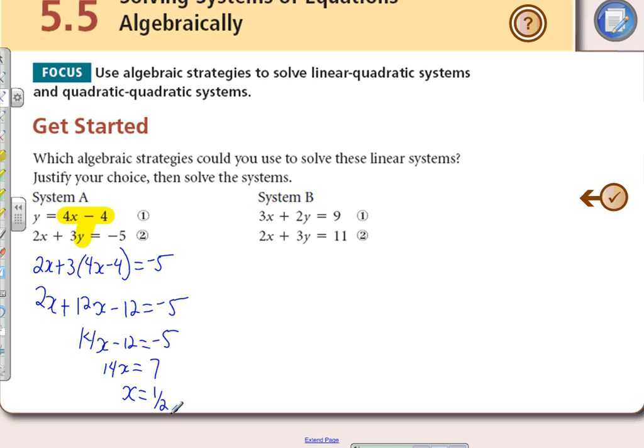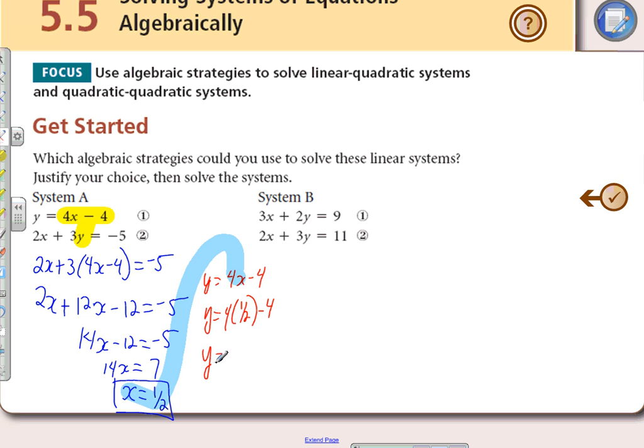Now that we have what the x is equal to, we're going to plug it back into either one of the first two equations. Equation number 1 looks like it's going to be easier because we already have y isolated. So y is equal to 4x minus 4. Substitute that in for the x. So y equals 4 times 1/2 minus 4. y is equal to half of 4, that's 2. 2 minus 4, y is equal to negative 2.